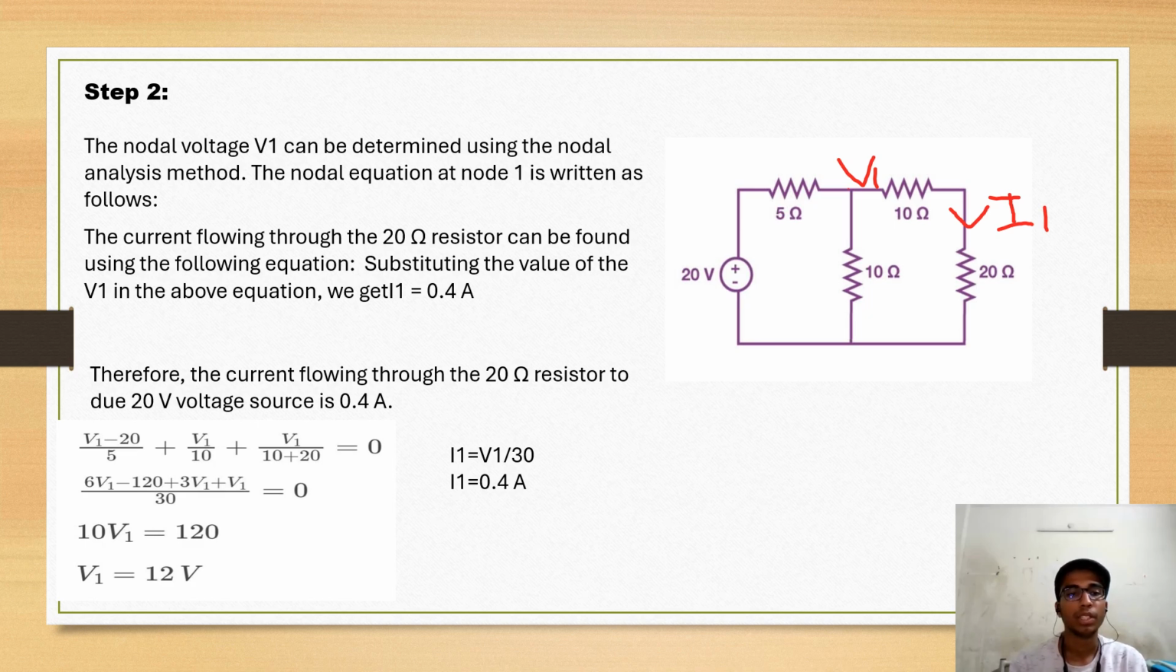By this, the current flowing through the 20 ohm resistor can be found using the following equation. The equation is I1 is equal to V1 by 30. Substituting the value of V1 in the above equation, we can get I1 is equal to 0.4 ampere. Therefore, the current flowing through the 20 ohm resistor due to the 20 volt voltage source is 0.4 ampere, while we consider only the 20 volt voltage source.